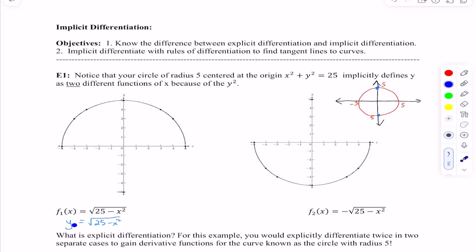Why don't we call that y sub 1? Y sub 1 will have an exponent of 1. And this one here, y sub 2, is a function, and it has an exponent of 1 as well. So it's not y squared, it's actually just a y with an exponent of 1.